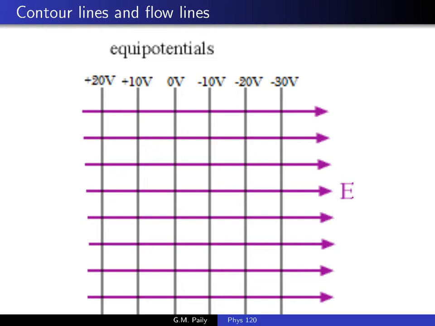Finally, what if we have a uniform electric field? Well, since that perpendicular relation must hold, our equipotentials are simply straight lines. And once again, we notice that the field flows from higher potentials to lower potentials.